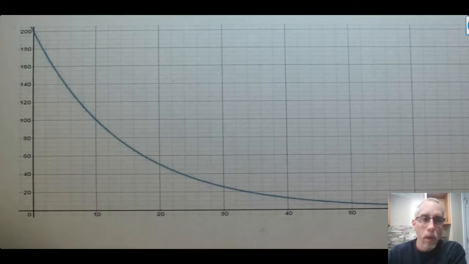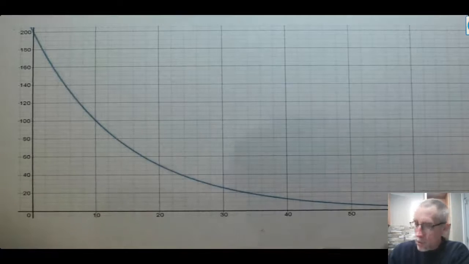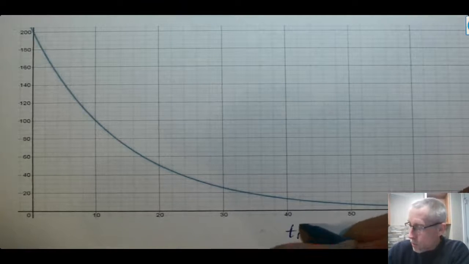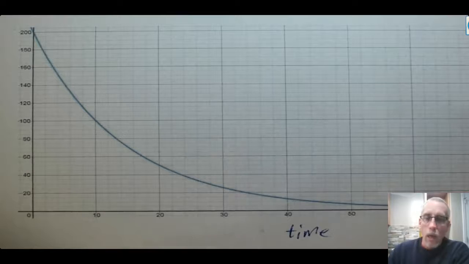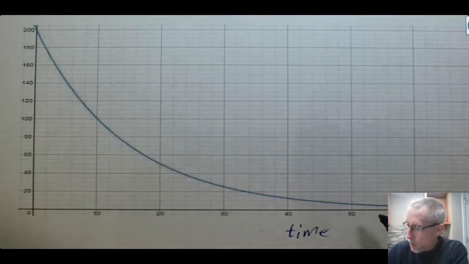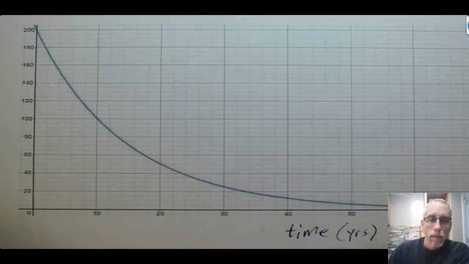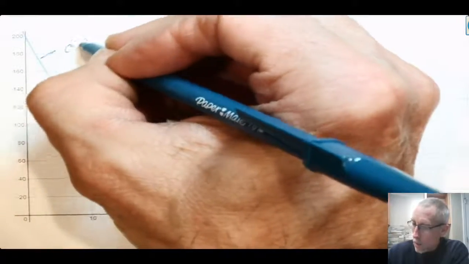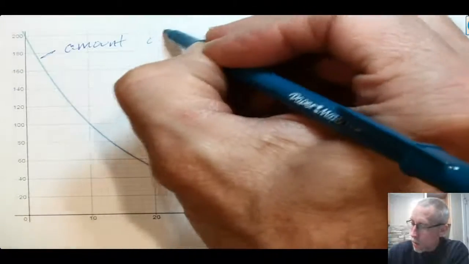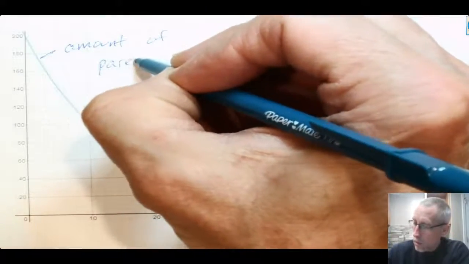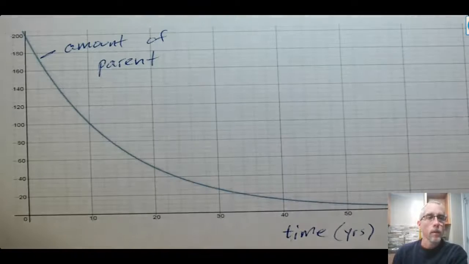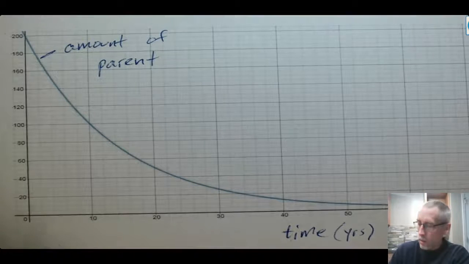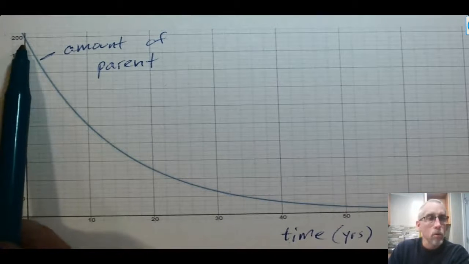This is just another nuclear decay. Now I don't have the axis labels here, but we really should. So this, of course, will be time. It doesn't really matter what units we use, but let's just say these are years. And what we're showing here with this graph is the amount of the parent nucleus. I don't have room over here to label this very well. So at time 0, we're starting with about 200 units.